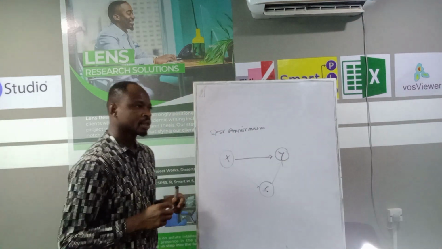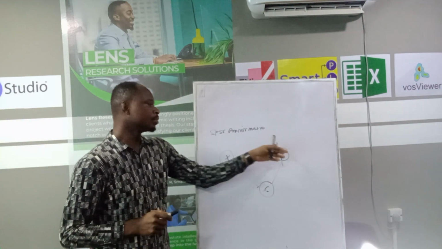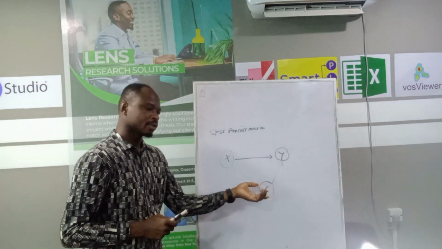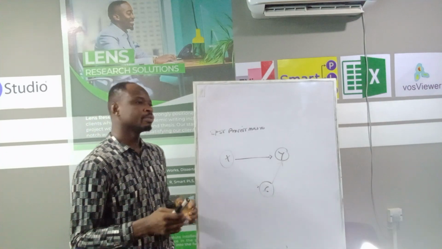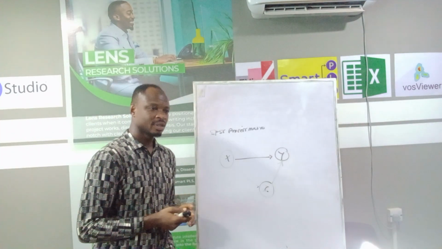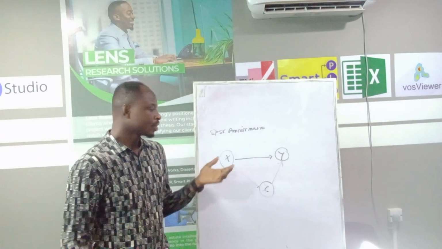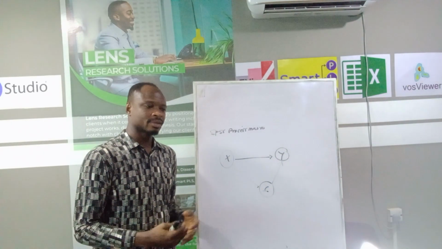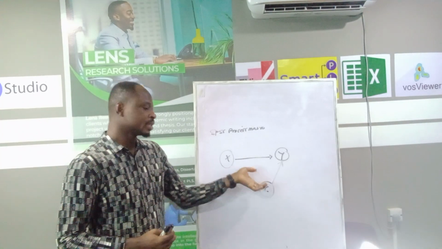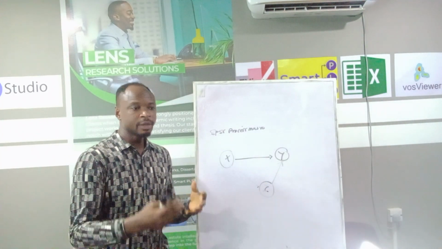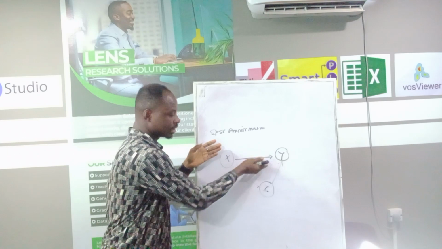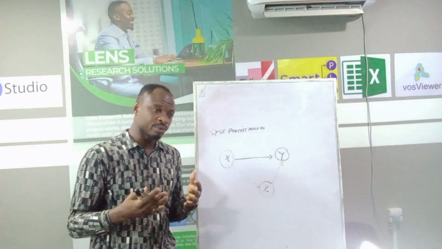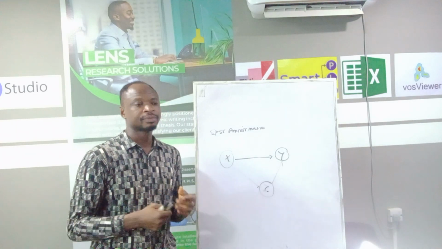In other words, although X can improve Y, when it passes through Z, the impact will be enhanced. You understand? So the idea is that although X can improve Y, when it passes through Z, then the impact, that is the direct effect, could be enhanced. And that is the theory behind what we call mediation.